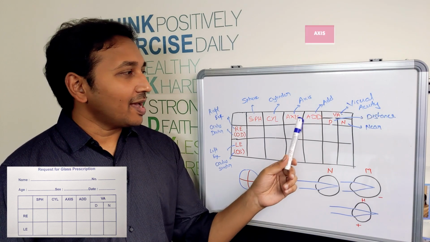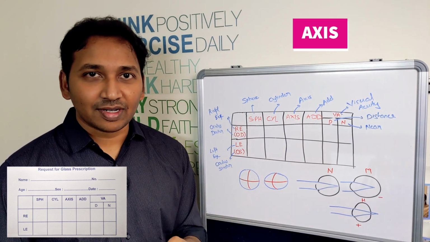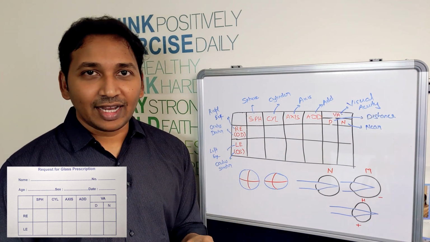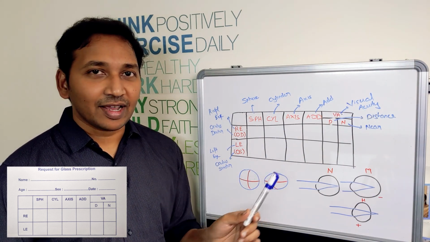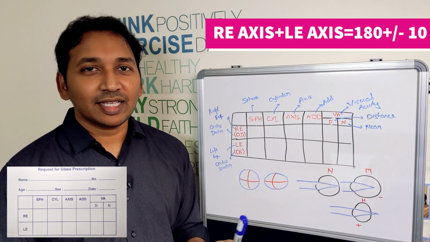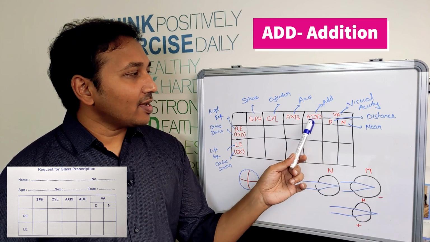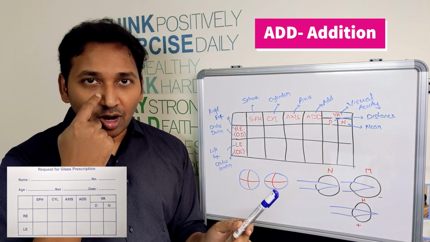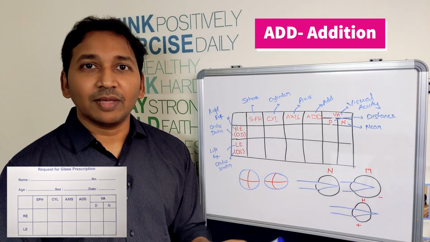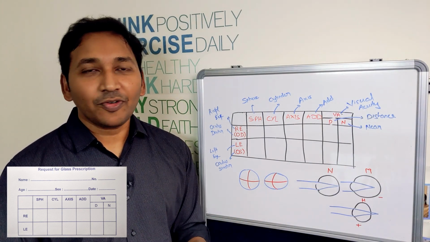Coming to the next column, axis, as it says, it is the axis of the cylindrical power. It ranges from 0 to 180, and most of the times when we add the axis of the right eye and the left eye, the sum is around 180, but this is not a hard and fast rule. Coming to the next column, we have add or addition. So this is the additional power that is added to the bottom of your progressive lens or the bifocals. Add is usually a positive number and it ranges up to +3.